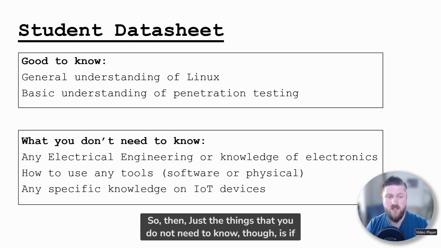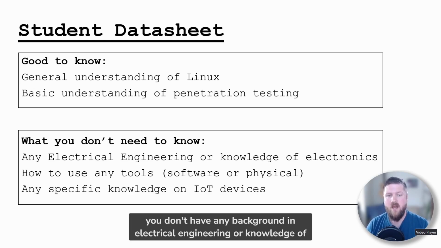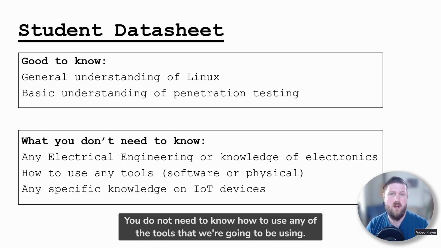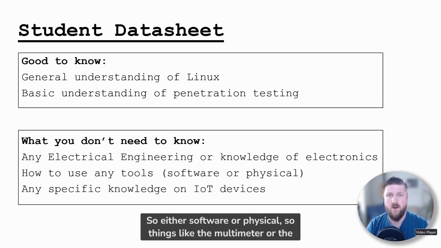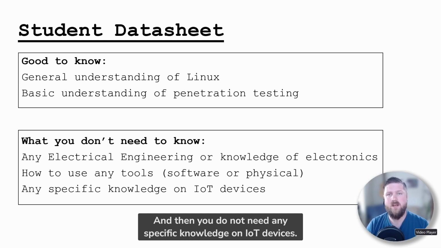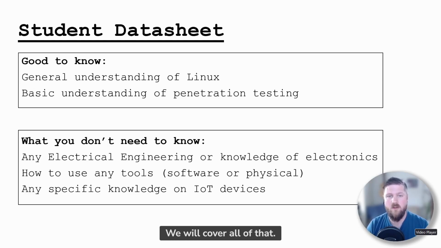So then just the things that you do not need to know is if you don't have any background in electrical engineering or knowledge of electricity or electronics, that's okay. We'll cover all of that. You do not need to know how to use any of the tools that we're going to be using, either software or physical, so things like the multimeter or the logic analyzer. We'll go over all that. And then you do not need any specific knowledge on IoT devices. We will cover all of that.